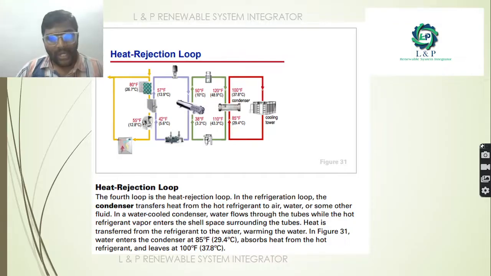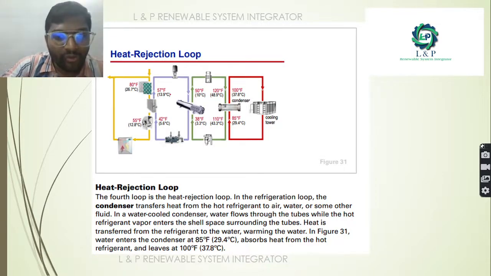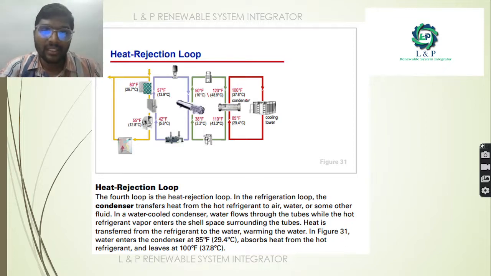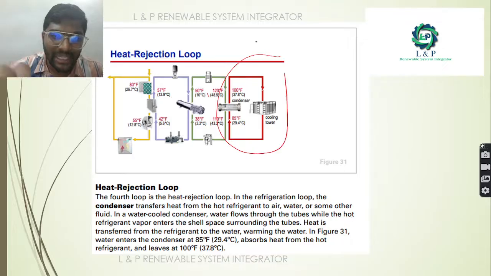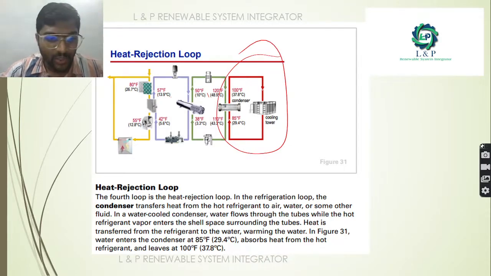So how is the heat rejection loop happening? As you can see here, we have 4 different color codes. So here the fourth important loop is the heat rejection loop. In the refrigeration loop, the condenser transfers the heat from the hot refrigerant to the air. So inside the condenser, what is happening? Heat transfer is happening from the refrigerant to the external environment.